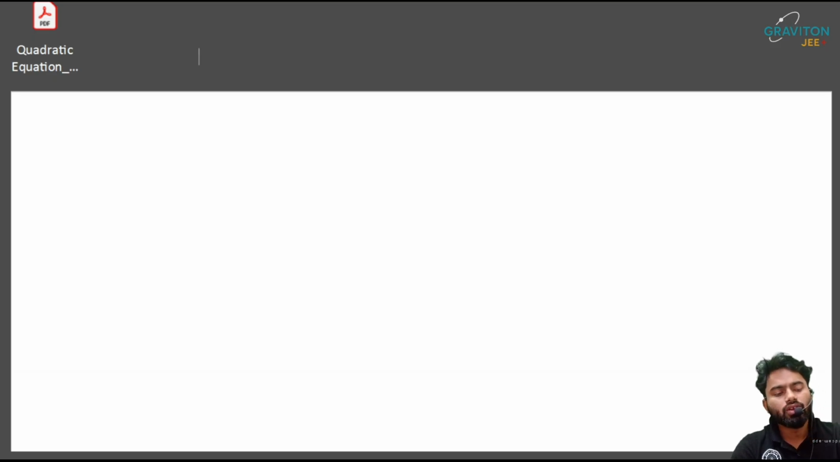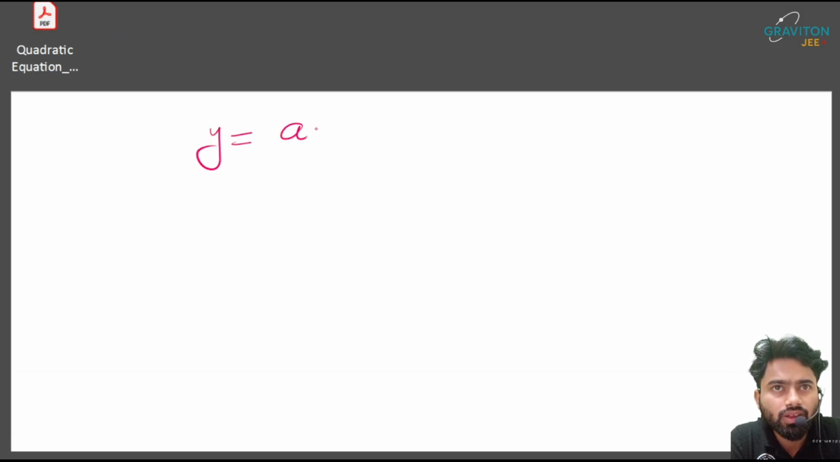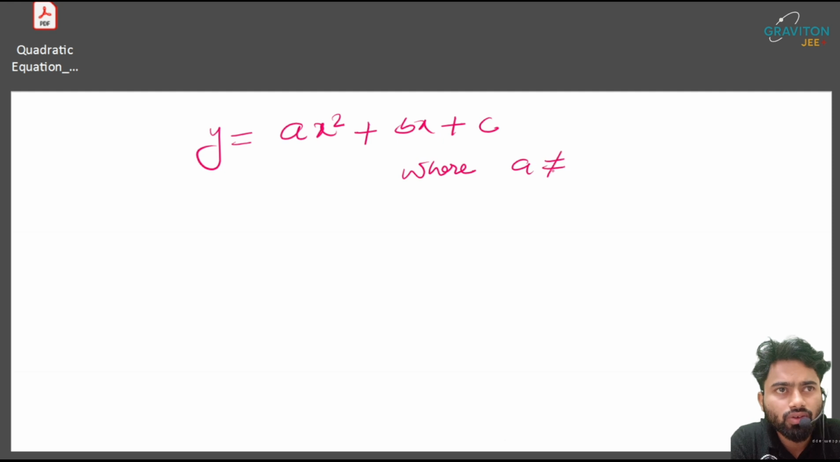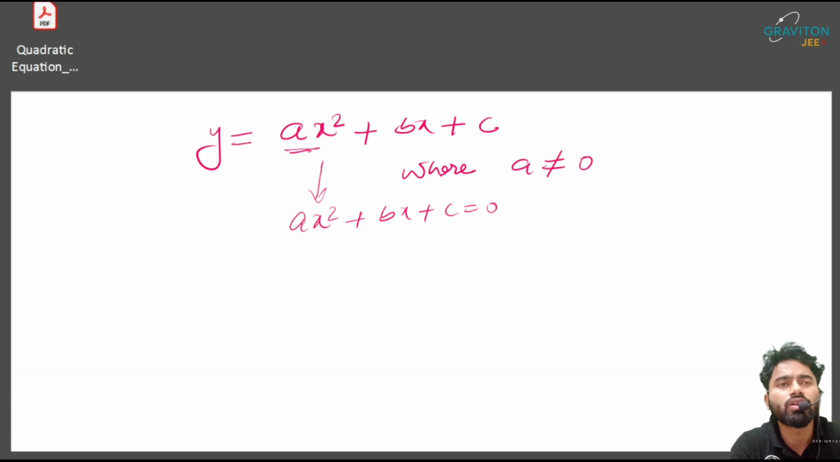Today I will discuss quadratic expressions and some questions on quadratic equations. In the last lecture I discussed an expression like y equal to ax square plus bx plus c, where a is not equal to 0. That means the leading coefficient is not equal to 0 and the maximum degree is 2. This type of expression is called a quadratic expression. The equation associated with this expression, ax square plus bx plus c equal to 0, is called a quadratic equation.